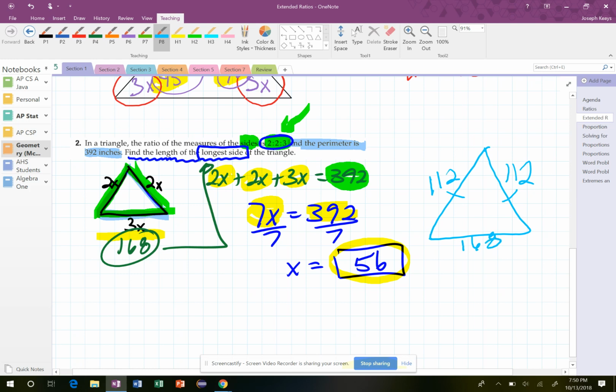It did ask me, what is the length of the longest side? Well, the longest side here would be 168. All right, let's stop this one and do part 3, and we should be finished up.